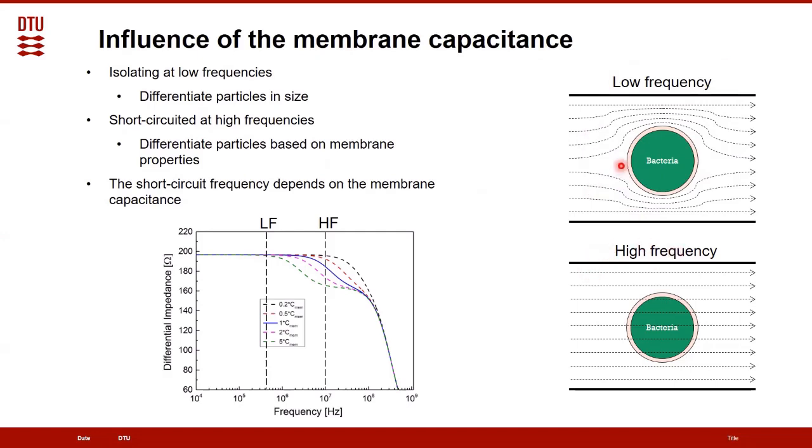At the high frequency, the membrane becomes transparent, and now we can probe the properties of the membrane and the inside of the bacteria. And when that happens depends on the membrane capacitance. That means that if we choose a high frequency here, then we can get a different response depending on the properties of the membrane.